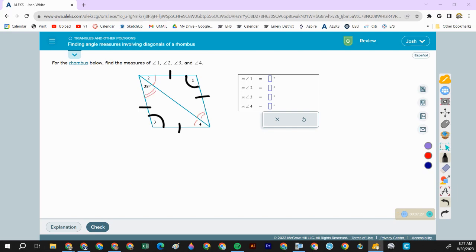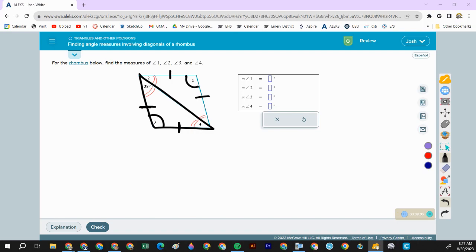But in a rhombus, these are actually the same size. So how big is angle 2? 38. How big is angle 4? 38. And we know that because look at this triangle. This triangle has 2 equal sides. Do you remember the name of a triangle that has 2 equal sides? Nope, that's 3 equal sides. Isosceles. In an isosceles triangle, you have 2 equal sides and 2 equal angles.